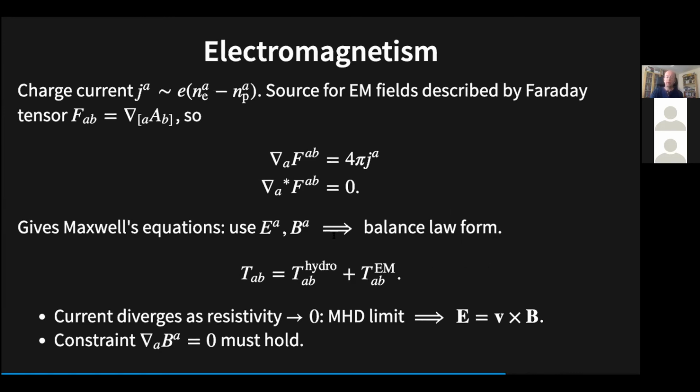However, Maxwell's equations are also imposing the no monopoles constraint, saying that the divergence of the magnetic field must vanish. And this will cause us a number of problems that we will come back to.